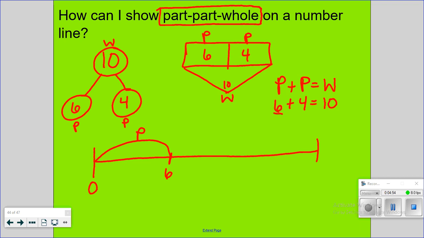Now, to go the next distance, I need to go forward 4 numbers, Finley. That's what my addition is telling me. Addition tells me we're going forward on my number line. What is 4 numbers past 6? If I'm at 6 and I go forward 4 numbers, where am I going to be, Devin? 10. Here is my other part.